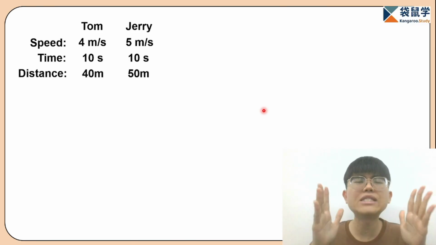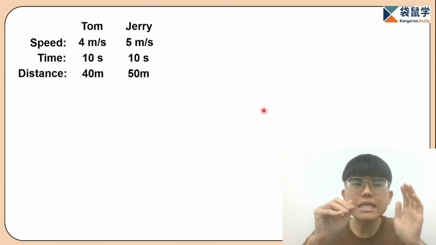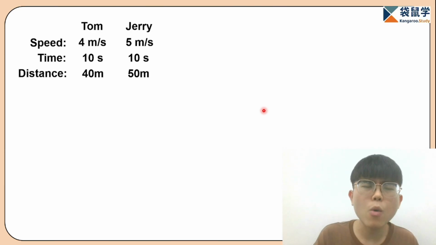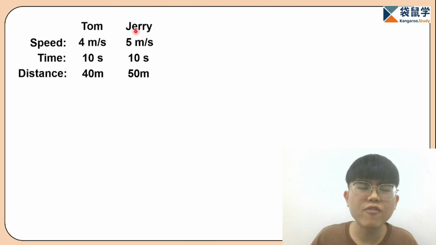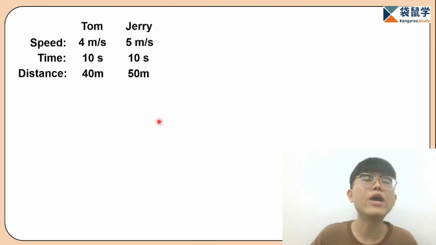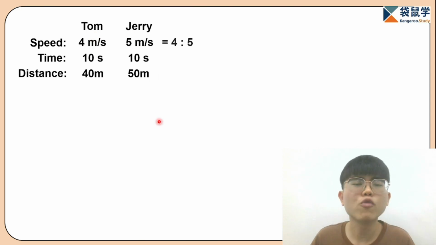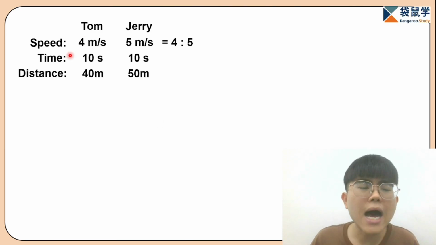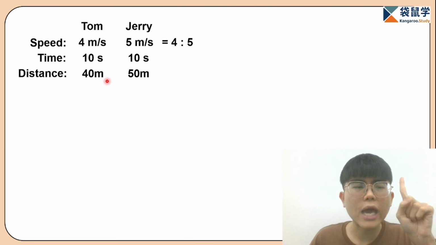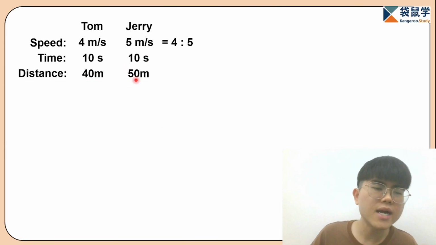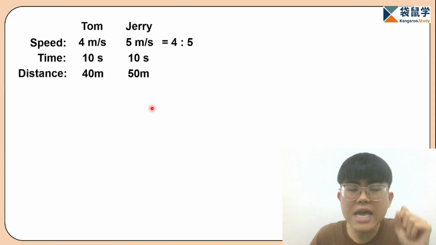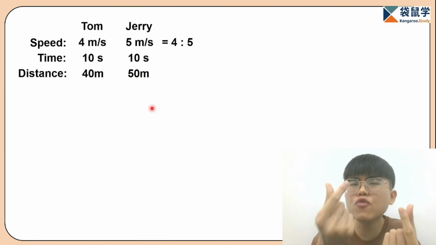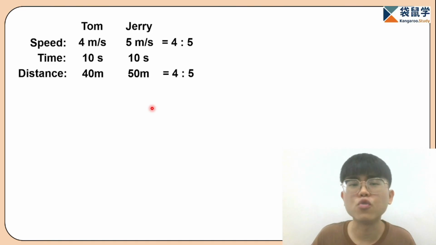Now everyone, let's observe together. If I would like to know the ratio of their speed, 4 meters per second and 5 meters per second, the ratio of the speed is just 4 to 5. And we know that the time is constant. Let's look at the distance, 40 meters and 50 meters. What will be the ratio? After you simplify 40 to 50, you will still get 4 to 5.